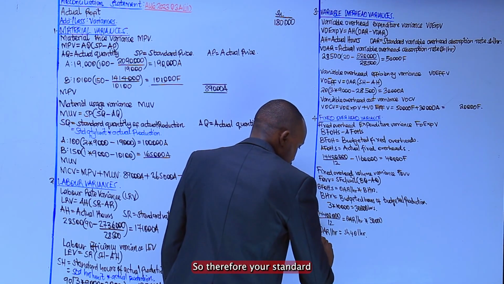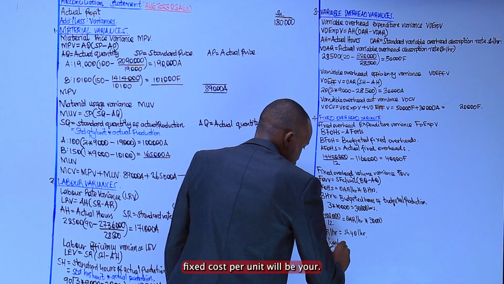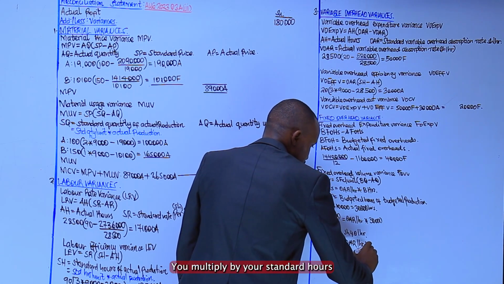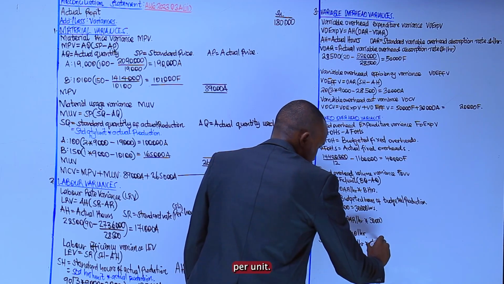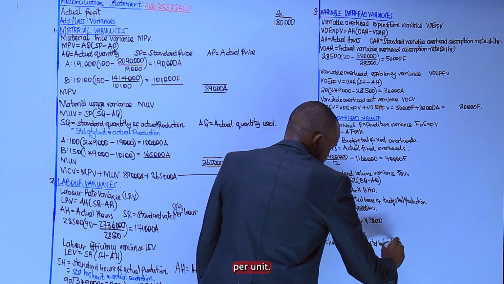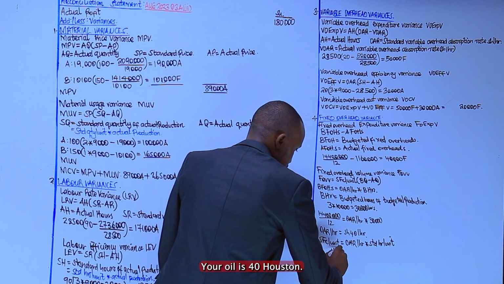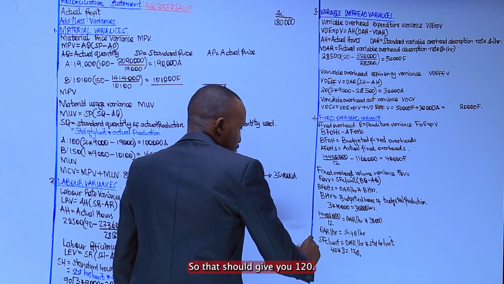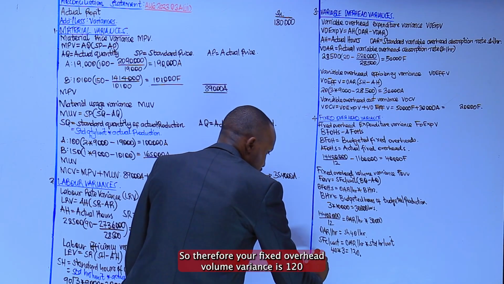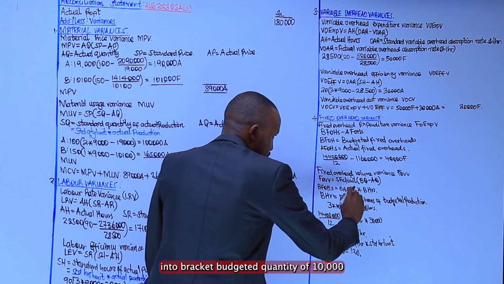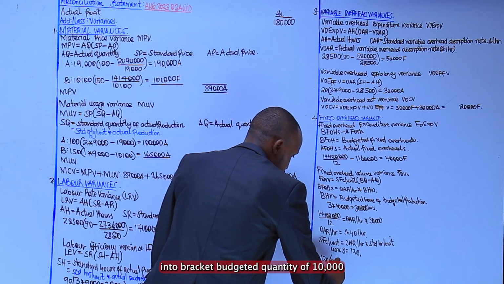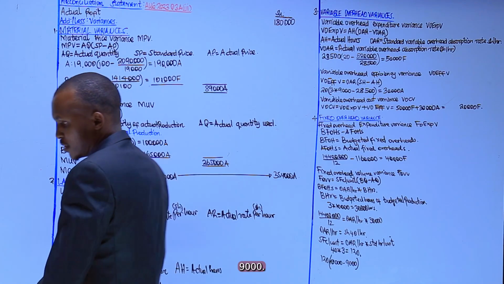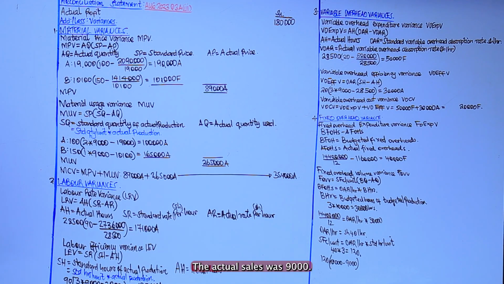So therefore, your standard fixed cost per unit will be your OAR per hour multiplied by your standard hours per unit. Your OAR is 40, your standard hour per unit was 3, so that should give you 120. So therefore, your fixed overhead volume variance is 120 into bracket budgeted quantity of 10,000 minus actual quantity of 9,000. The actual sales was 9,000.